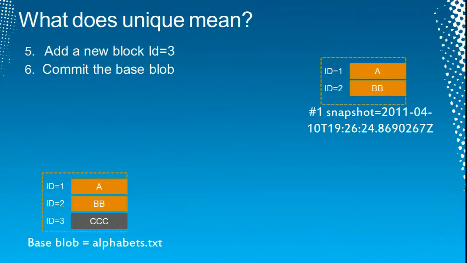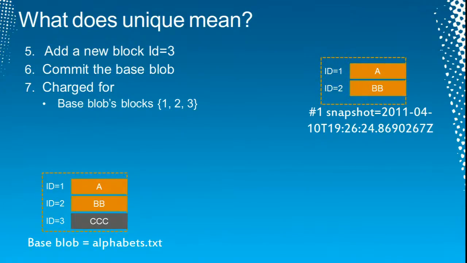Let's assume I added the third block to the base blob. Now I'm charged for 3 blocks: block ID 1, block ID 2, and the new block which I added. The snapshot blocks are still not charged for because they're still shared. So your definition of unique, so I could have multiple snapshots, and there's still, it's just A and BB, but the data in them can change?